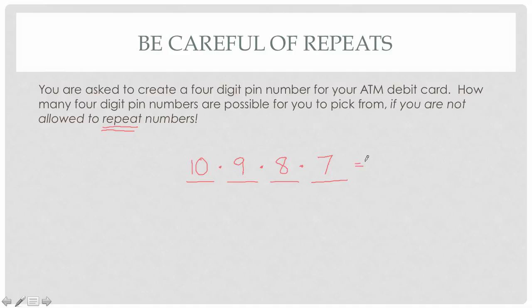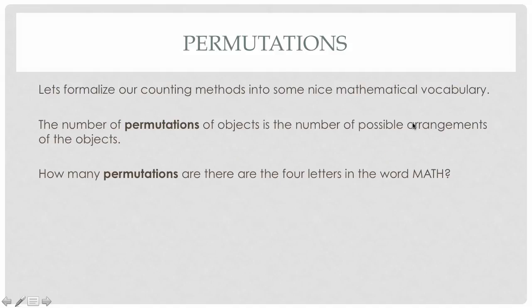And if I'm not allowed to repeat numbers, we got 10 times 9 times 8 times 7 equals 5,040. Look at that. It's almost half as many numbers if I'm not allowed to repeat. So there we go. Be careful of repeats as you're working with different types of counting problems.